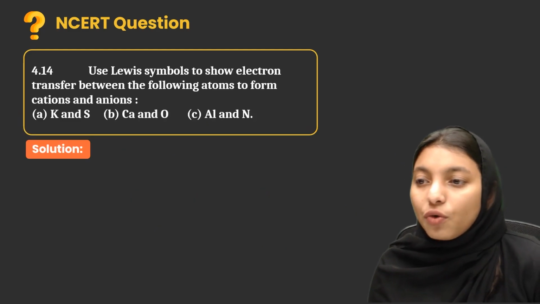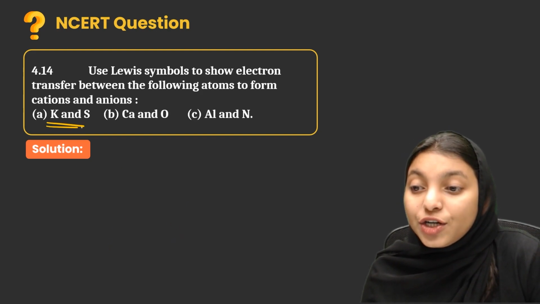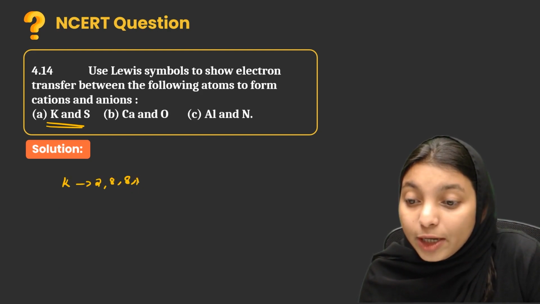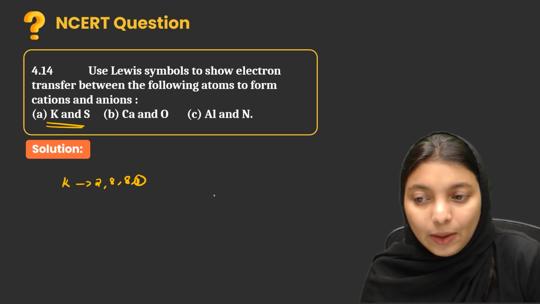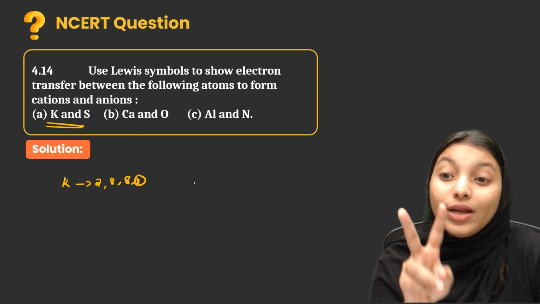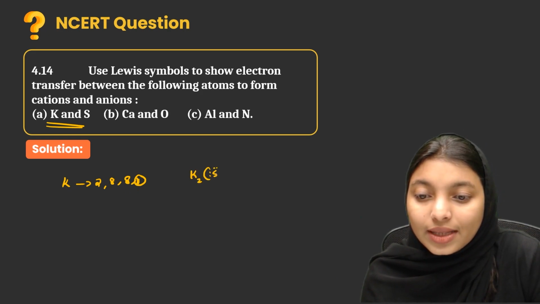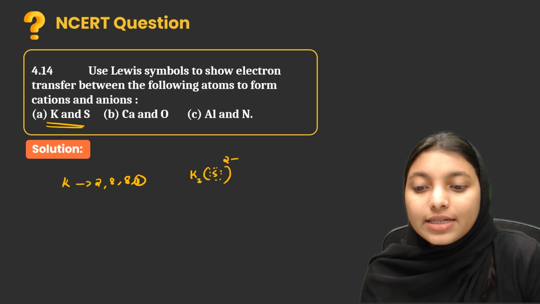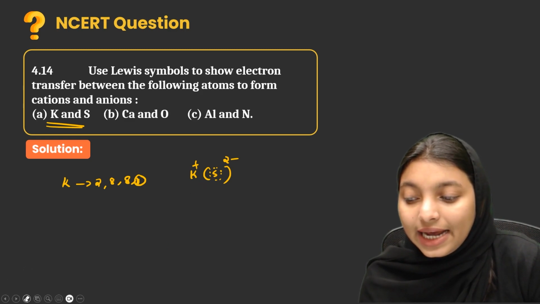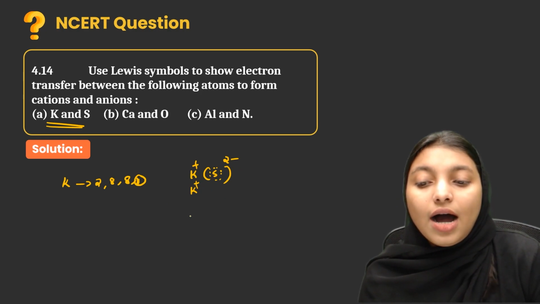Use Lewis symbols to show electron transfer between the following atoms to form cations and anions. So we have potassium and sulfur here. For potassium it is 2, 8, 8, 1, and it will lose its 1 electron since it's a first group element. For sulfur, it is a 16th group element, so it needs 2 electrons. So 2 potassium will form K2, and the sulfur with 8 electrons will be there with 2 minus. So 2 K+ will be there, and S2- will be there. That is how the structure of potassium and sulfur ions will be.